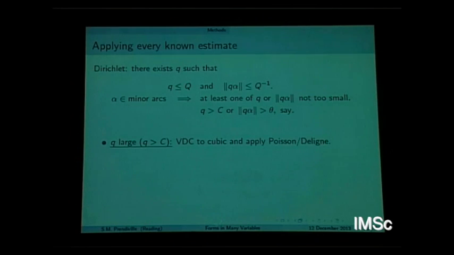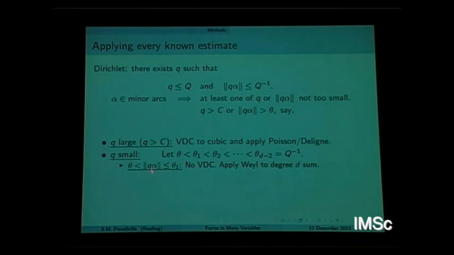So what do we do when q is large? Well, this is where we Van der Corput difference to a cubic exponential sum and apply Poisson summation and Deligne's estimates. And that covers almost all the minor arcs. But when we don't have this estimate for q, so q is necessarily small, then we know that q alpha is between theta and 1 over q. So we break that interval between theta and 1 over q into subintervals. And then depending on where alpha lies in these subintervals, we apply a different estimate.